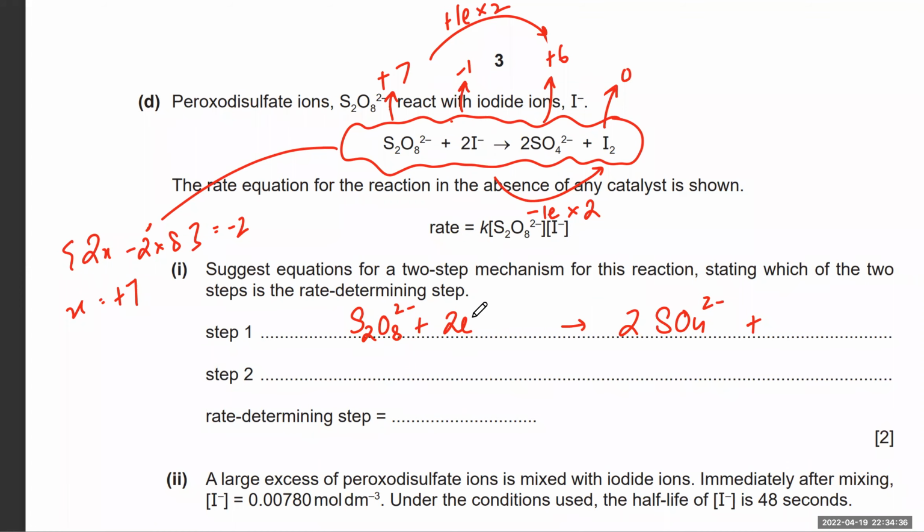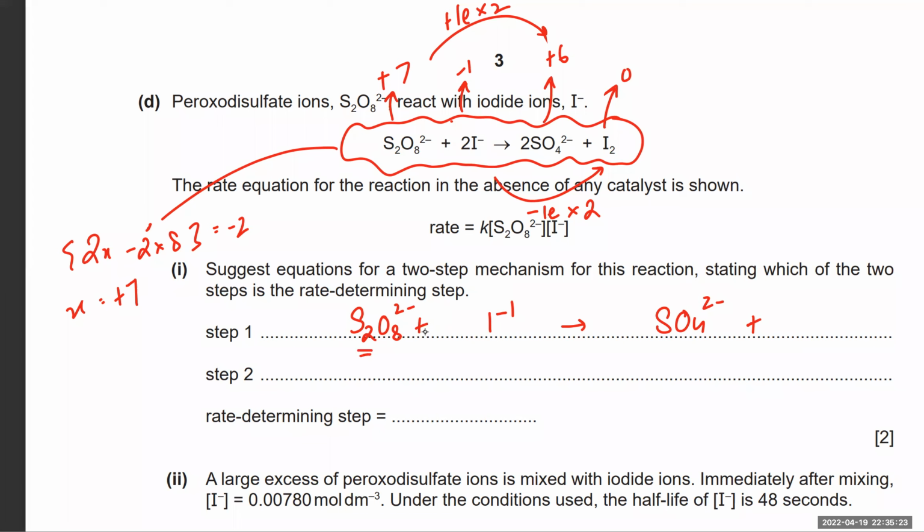So who's giving it these 2 electrons? I'm going to use I minus one. Let's say one of the I minus one gives S2O8 2 minus 1 electron. What happens then if it gives it 1 electron? Think of an intelligent mechanism. It gives it 1 electron. So one of the sulfurs, let's say, changes into SO4 2 minus, not both, one of them. Because remember, one sulfur goes from +7 to +6, so it becomes SO4 2 minus. The other one does not.